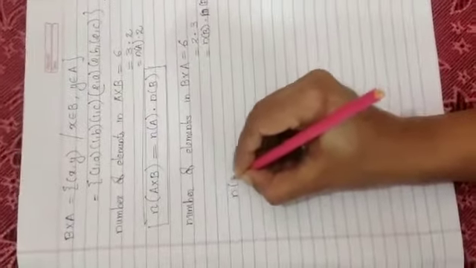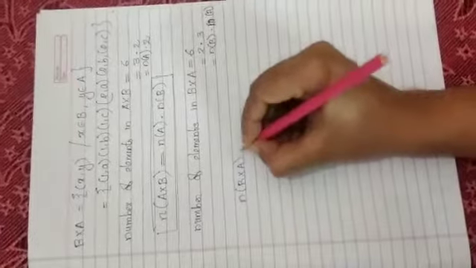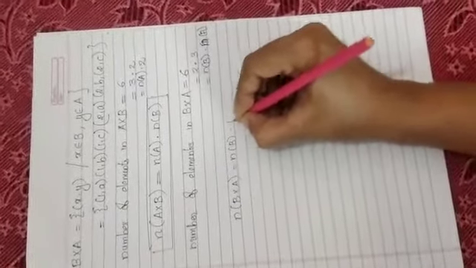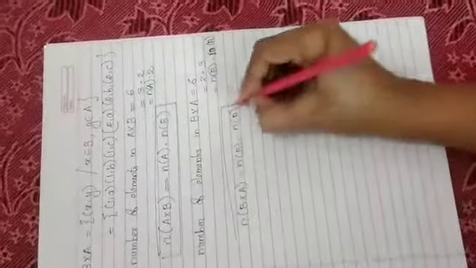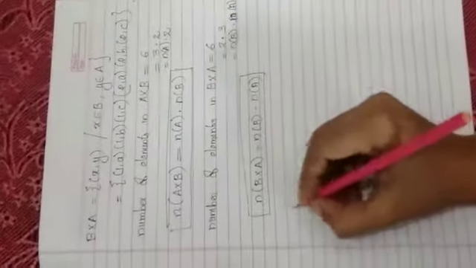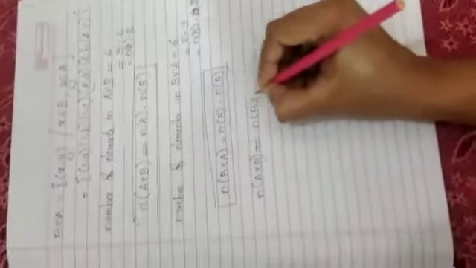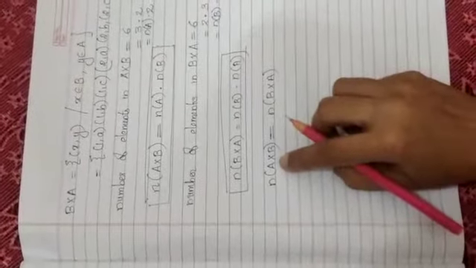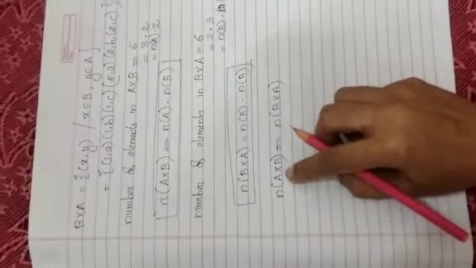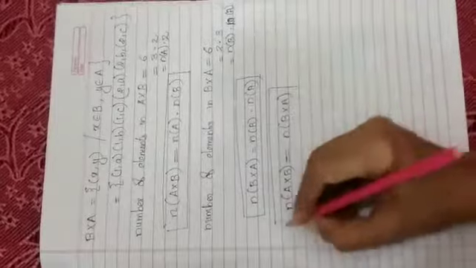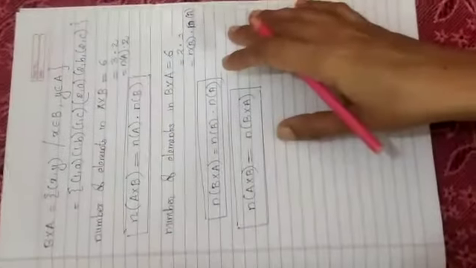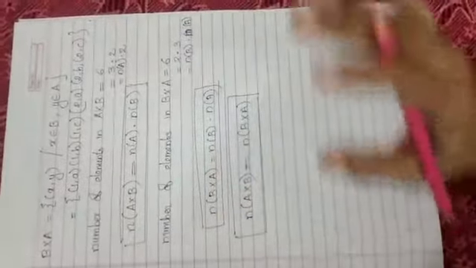So again, number of elements in B cross A equals number of elements in B into number of elements in A. Here we get number of elements in A cross B equals number of elements in B cross A. Number of elements in A cross B is equal to number of elements in B cross A, but elements in A cross B and B cross A are not equal.